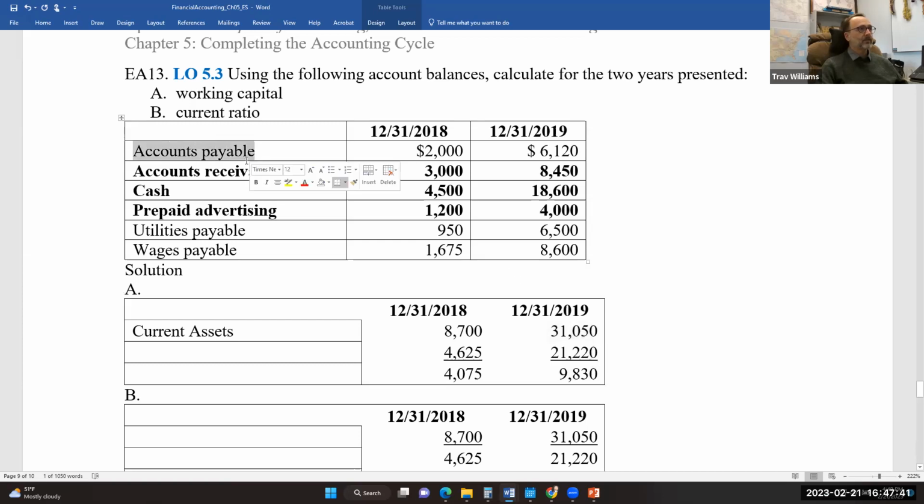Everything else, accounts payable, utilities payable, and wages payable, those are the liabilities. If we add up 2018, you guessed it, we get the 4,625. We add up 2019, we get this number. Okay. Then if we subtract the current liabilities from the current assets, again, we call that working capital.